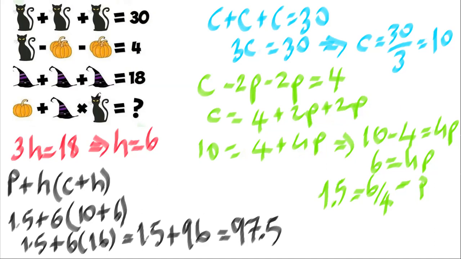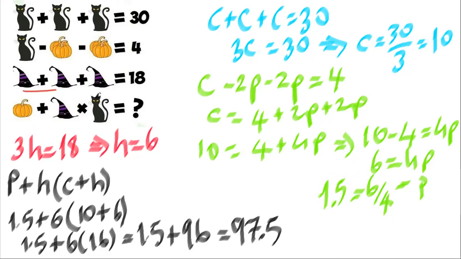We already know what C is, which is 10. So let's take 4 to the other side. 10 minus 4 is 6. If 4P is 6, P equals 6 over 4. Or if we simplify these two, we will get P equals 1.5.